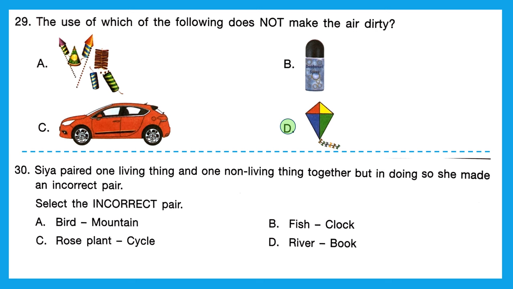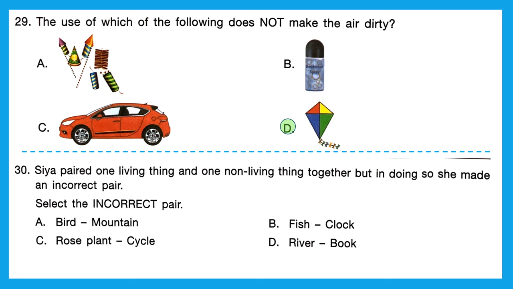The living things are basically the ones which have life, right? They can grow, move, feel, breathe, reproduce, and they also die. And non-living things are the ones which do not have life. They cannot grow, they cannot move on their own, cannot feel, cannot reproduce, cannot breathe, etc. So let's find the incorrect pair.